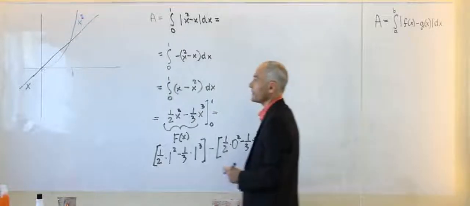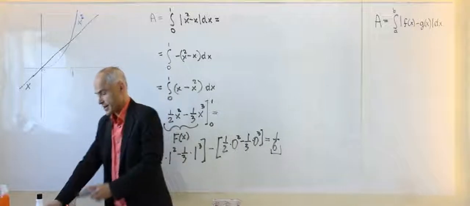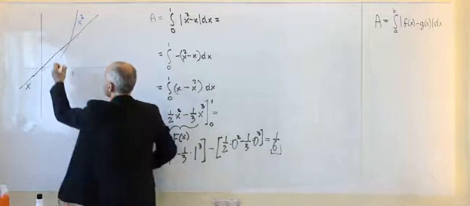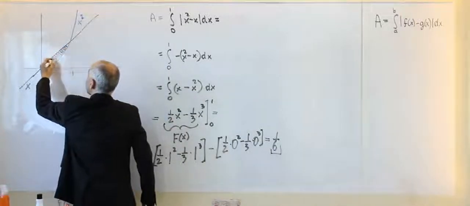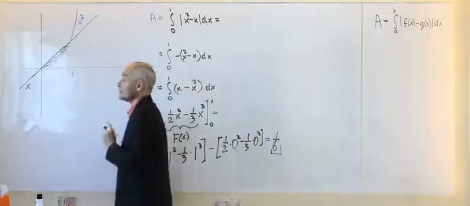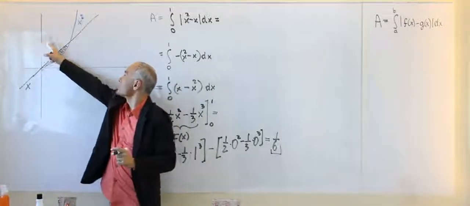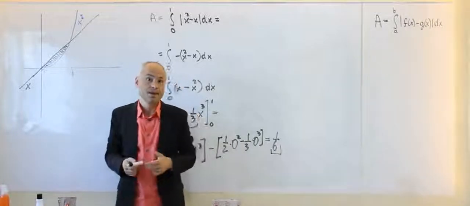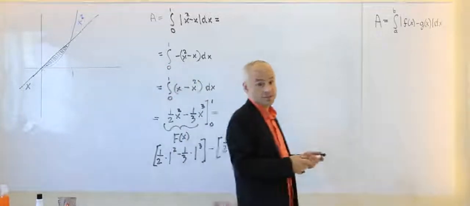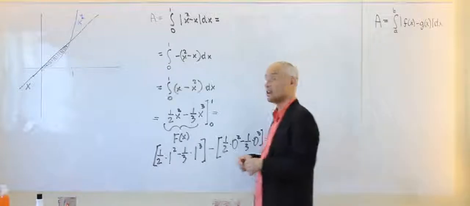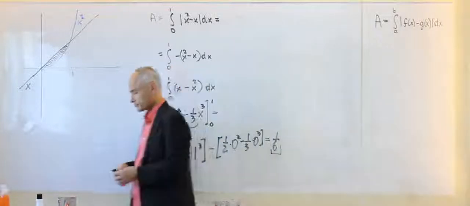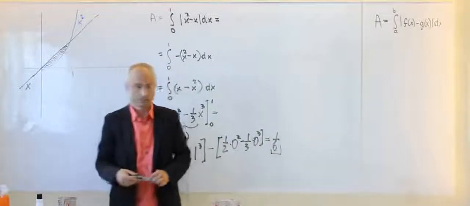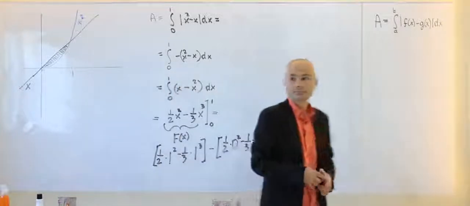And that's reasonable, right? This shaded area here is kind of small, right? This is the unit square, so this area should be definitely less than 1. So probably our answer is correct. Do you have any questions? Yes?